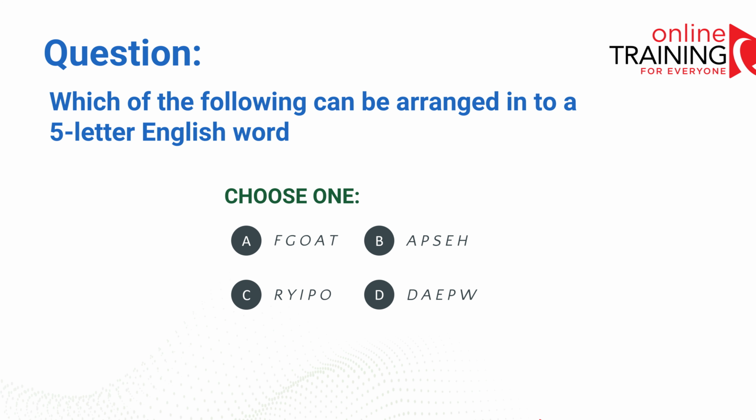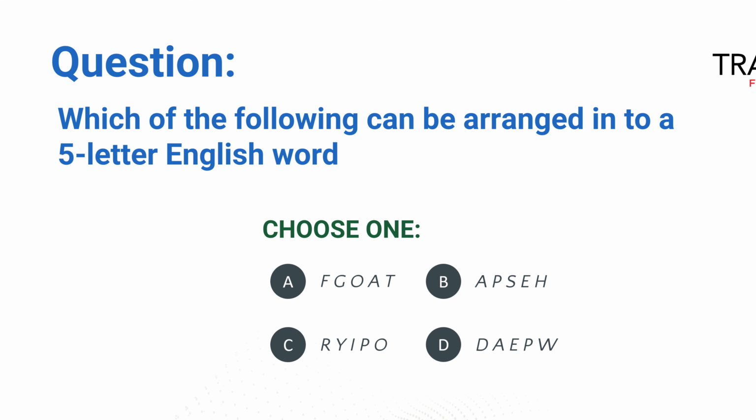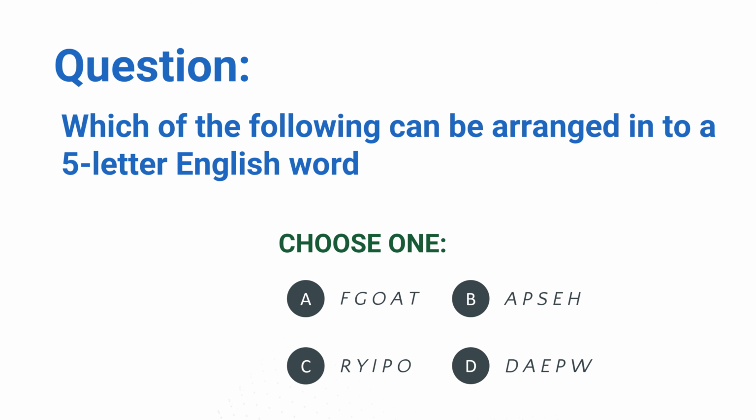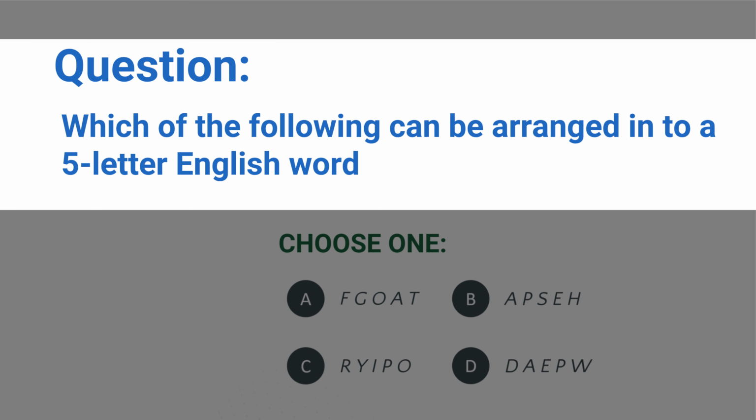Now let's look at the question where you are tested not just on how well you know English, but also on how well you can operate with letters and take guesses based on the questions asked. A lot of times these types of questions are used in verbal reasoning tests and in a lot of other tests as well, for example psychometric tests or logic reasoning tests. These types of questions we see all the time. So the question: which of the following can be arranged into a 5-letter English word?